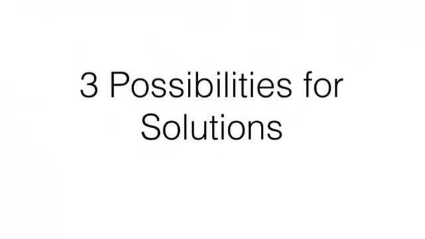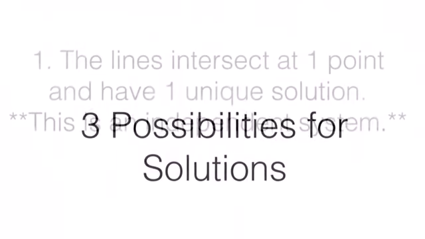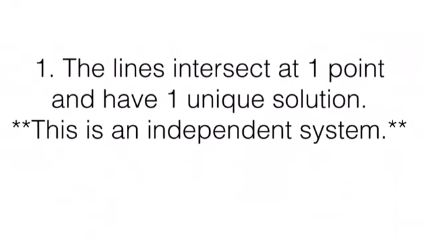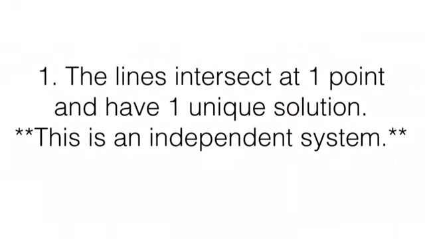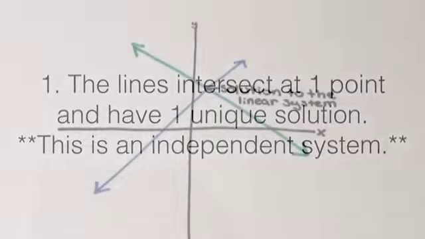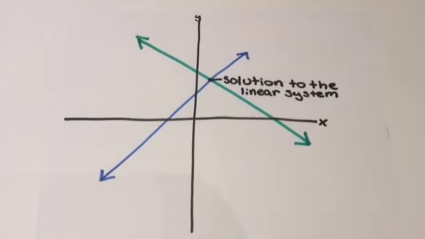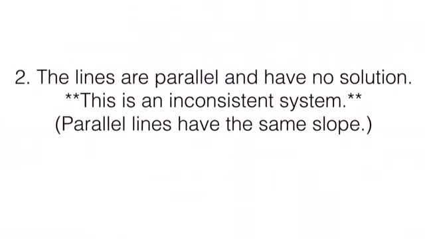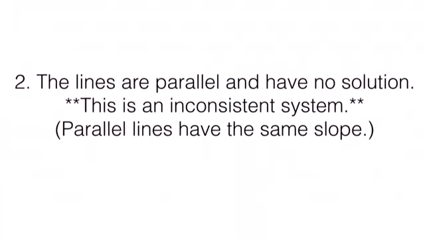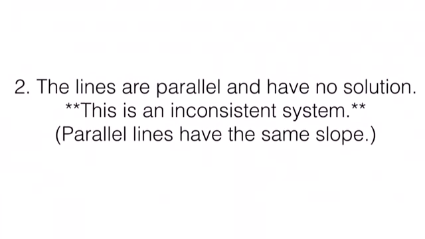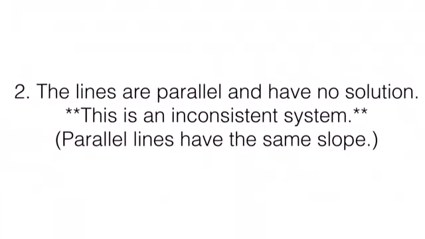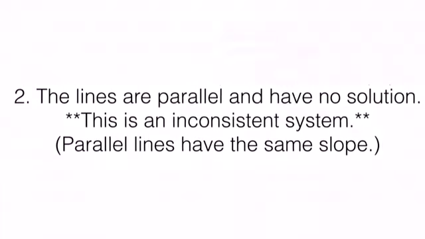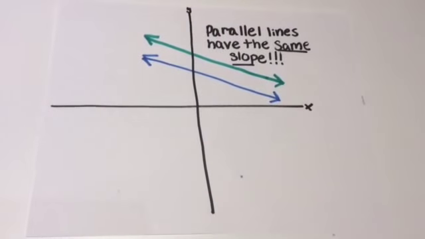There are 3 possibilities for solutions. The lines intersect at one point and have one unique solution. This is an independent system. The second possible solution is the lines are parallel and have no solution. This is an inconsistent system. Parallel lines have the same slope.